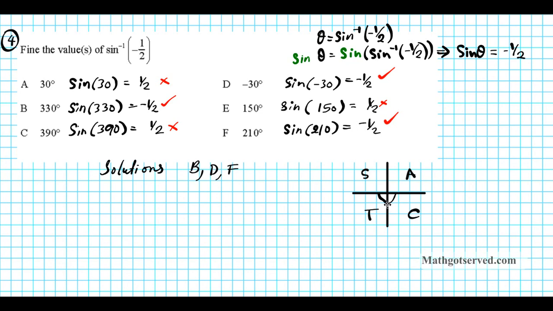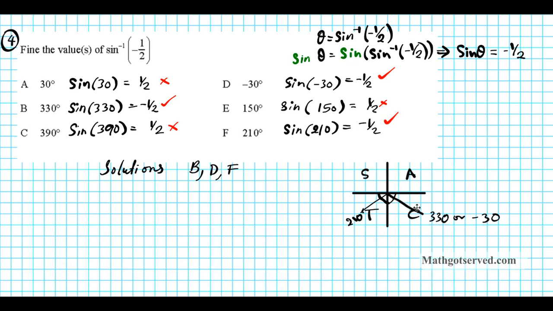All right, so 330, we know it's right here. Reference angle of 30 is in quadrant 4, so it's good. Negative 30 is right here also, so it's good. And 210 is right here, reference angle of 30. So we have 210 right here, and then we have 330 or negative 30. Okay, since this is tan and cotangent, and this is cosine and secant, sine is going to be positive in these two angles right here.